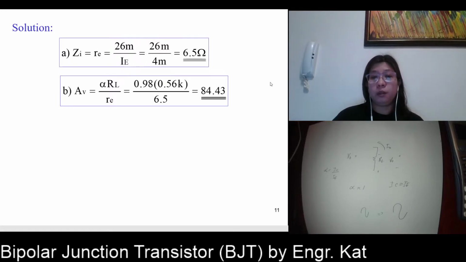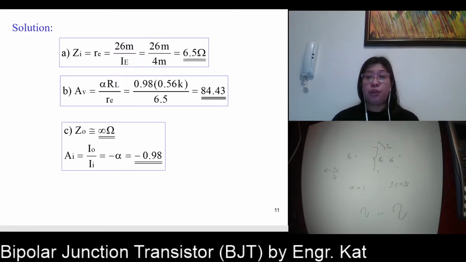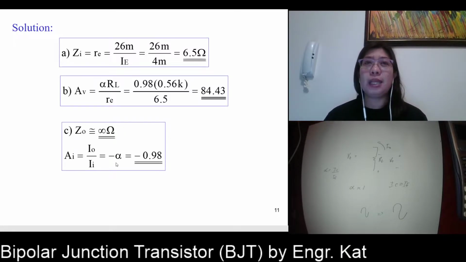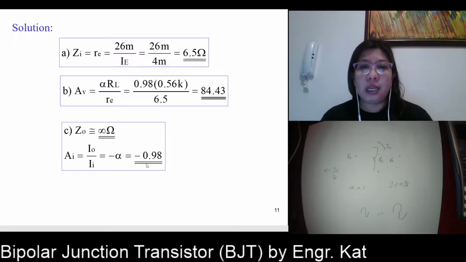And then, what is your ZO? For the common base configuration, ZO is equivalent to infinity, so you already have an answer there. And your AO is equivalent to the negative of your alpha, so that is negative 0.98.